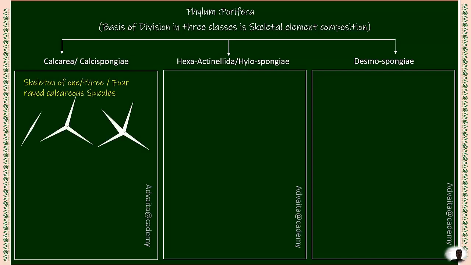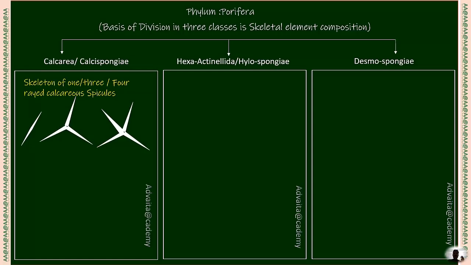The first is the skeleton of Calcarea or Calciospongia. Here the spicules are, there is no doubt, composed of calcium carbonate, but they are either monoradiated, triradiated, or tetraradiated. As we can see here, there are 2-pointed projections, 3-pointed projections, and 4-pointed projections.